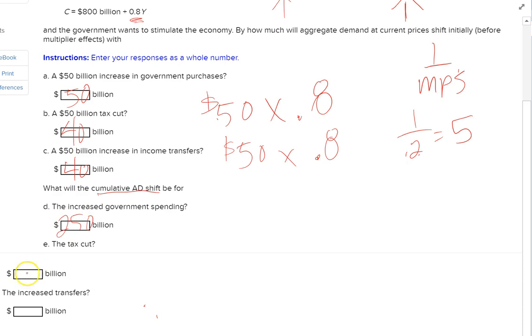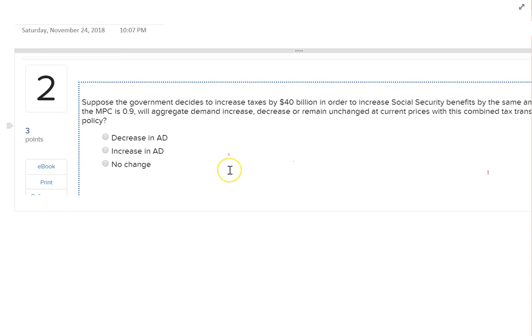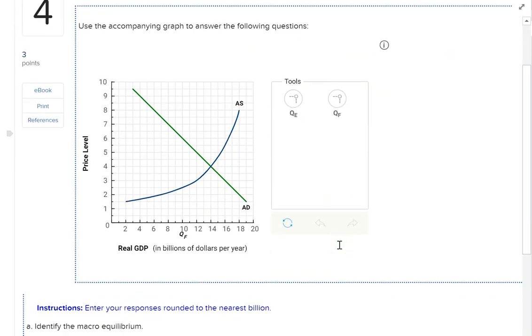All right, now the question next becomes, what will the cumulative AD shift be? Cumulative means after the multiplier effect. So here we're going to want to know our multiplier. We know that our multiplier is calculated as 1 over the marginal propensity to save, or 1 over 1 minus the marginal propensity to consume. So in this case, if our MPC is 0.8, then our MPS must be 0.2, and we get a multiplier of 5. If we know our multiplier is 5, then we can take our increase in government spending, 50 billion, multiply that by the 5, and we get 250 billion. We just take the original amount, 50, times our multiplier.